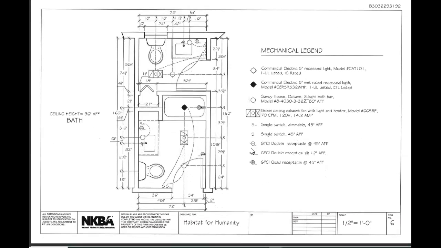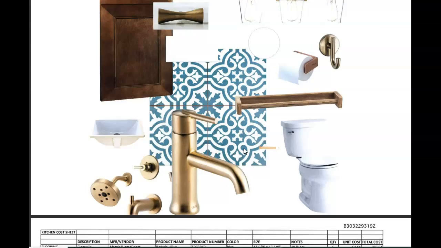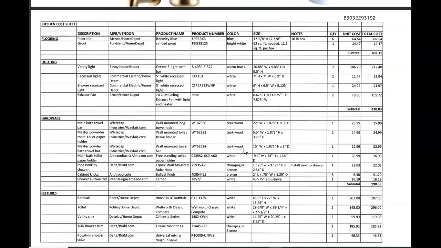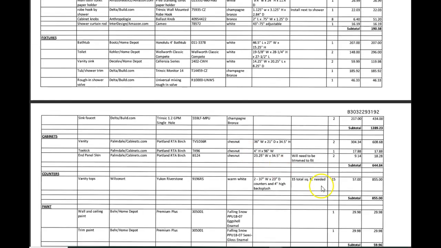There's the mechanical plan. Most of you have been doing pretty good with that. And then the design statement, design board, and then the budget. This is the same budget I showed you before. And that is it.